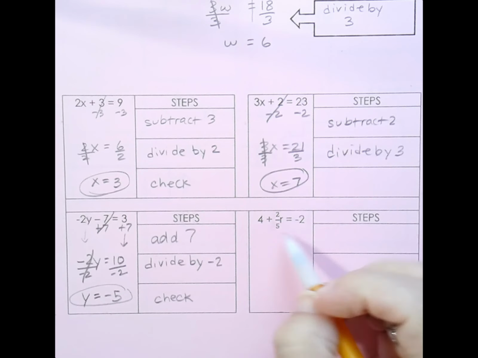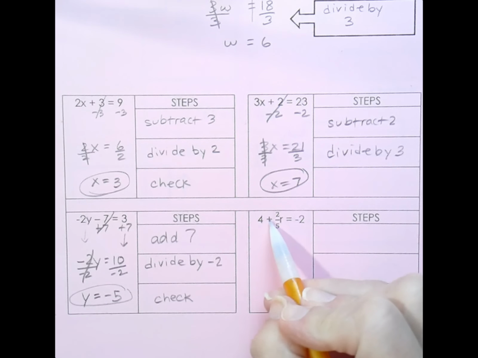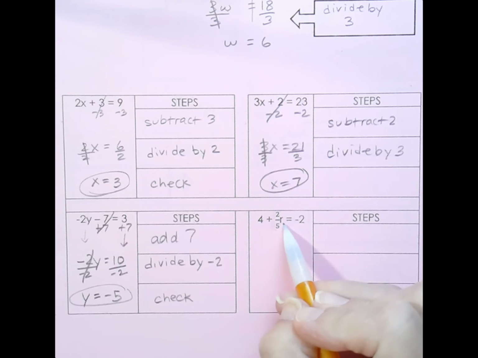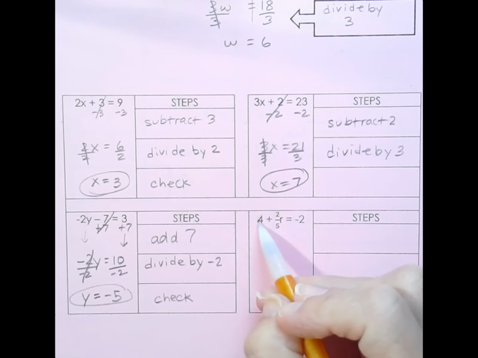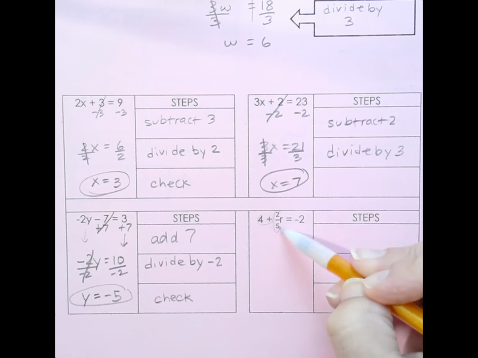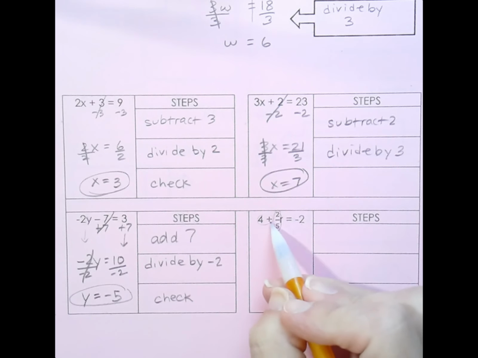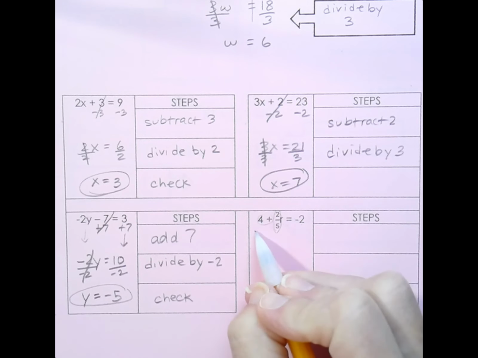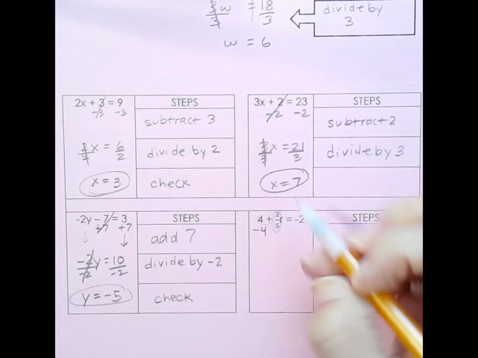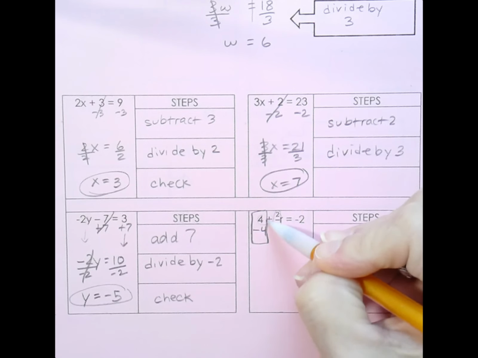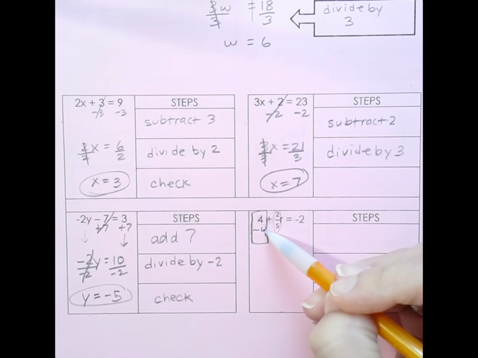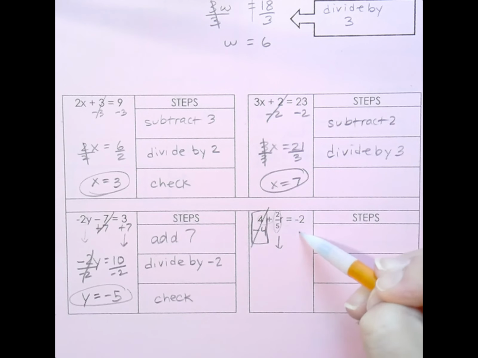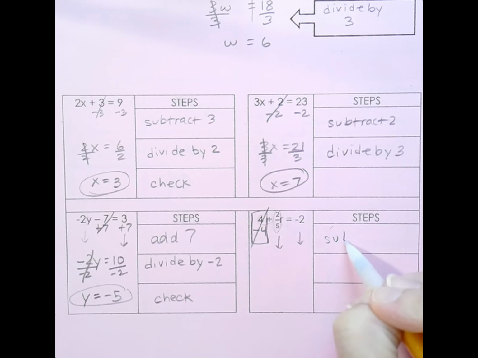All right, last one. Don't be intimidated by the fractions. We have 4 added to 2/5 times r equal to negative 2. So we need to get rid of this 4 that's added and this 2/5 that's multiplied. So let's start with the 4 that's added. I want to subtract 4 here. Because if you look at this, that's a positive 4. When I subtract 4, I make 0, which is how I get rid of it. So start by subtracting 4.